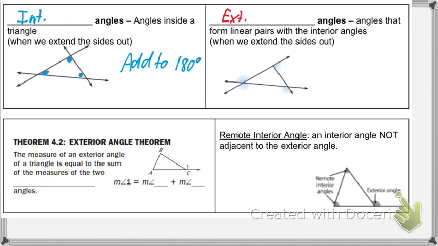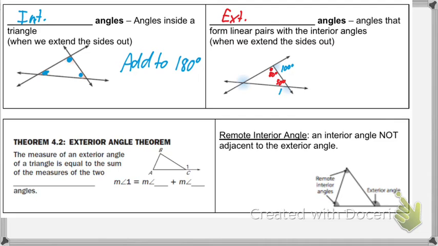So if we extend these sides out, and I have an interior angle right here, and let's say this interior angle, for grins and giggles, is 80 degrees. What would the exterior angle be then if that interior angle is 80 degrees? 100 degrees, right? Okay, let's say this other angle down in the bottom right is 50 degrees. What's the exterior angle that makes a linear pair with it?